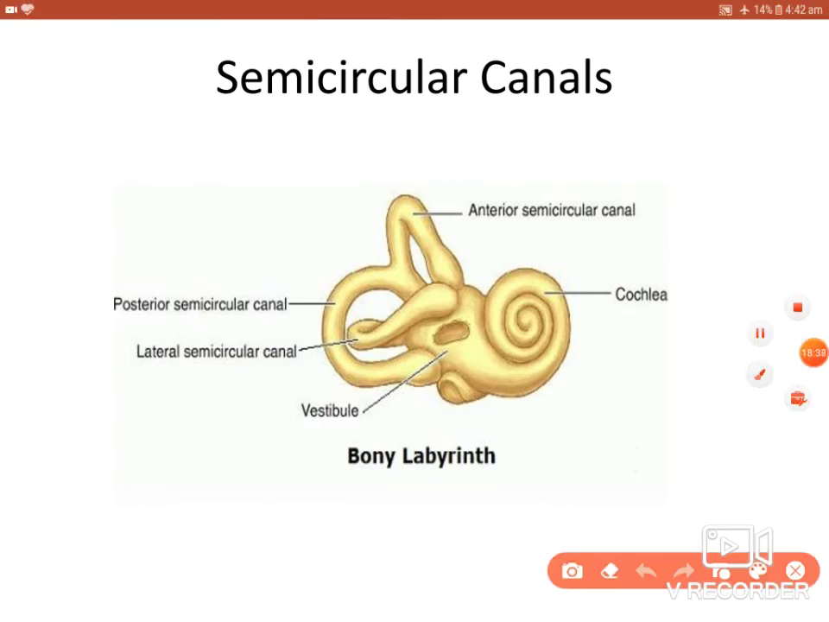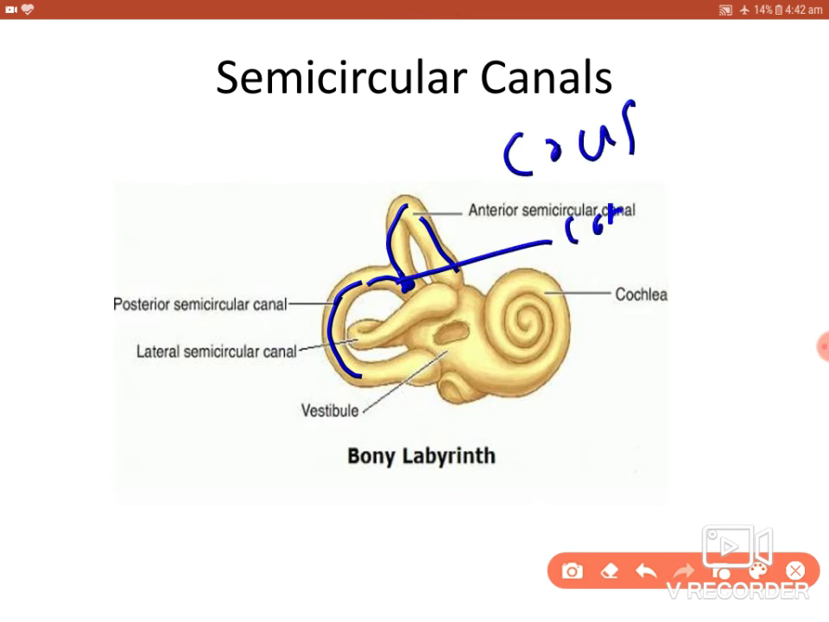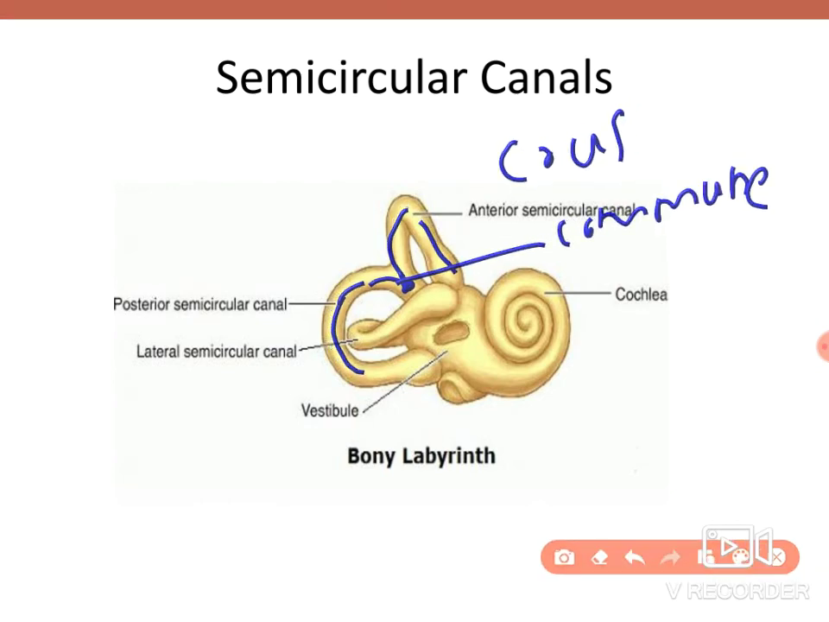Here you can see the medial end of the anterior semicircular canal. The medial end of the anterior canal and the upper end of the posterior semicircular canal unite to form this structure, called the crus commune, which opens into the medial wall of the vestibule.